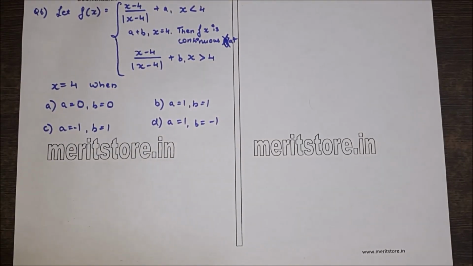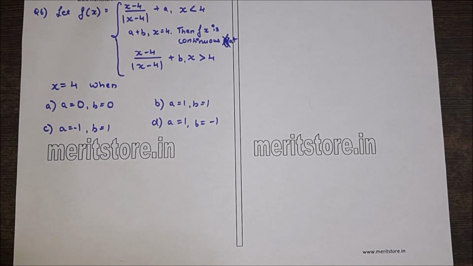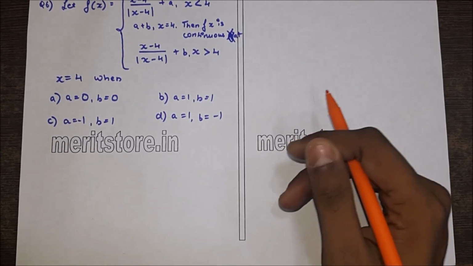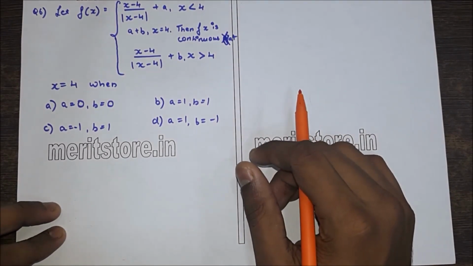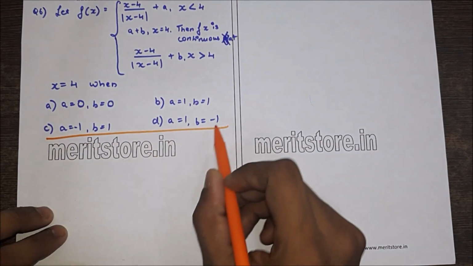Let f of x is equal to x minus 4 upon mod of x minus 4 plus a for x less than 4, is equal to a plus b for x is equal to 4, and x minus 4 upon mod of x minus 4 plus b for x greater than 4. Then f of x is continuous at x is equal to 4 when: a, a is equal to 0, b is equal to 0; b, a is equal to 1, b is equal to 1; c, a is equal to minus 1, b is equal to 1; or d, a is equal to 1, b is equal to minus 1.